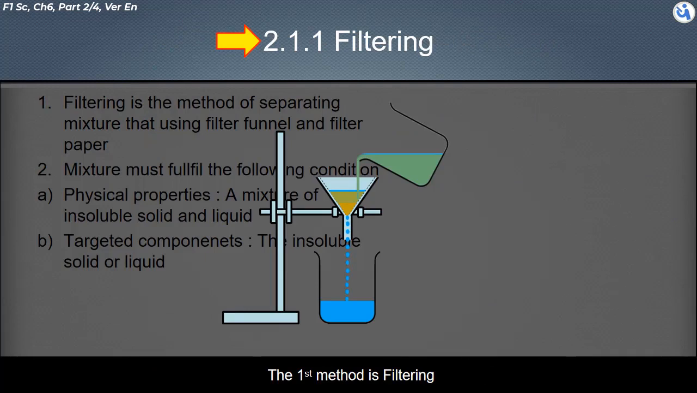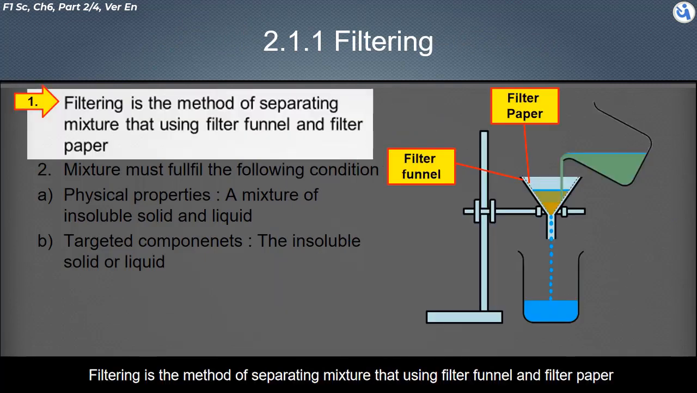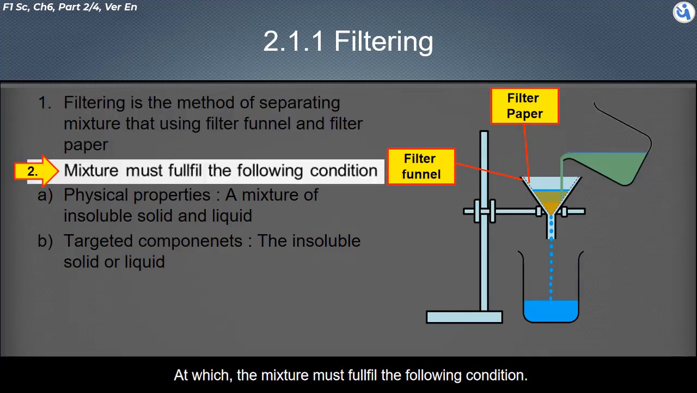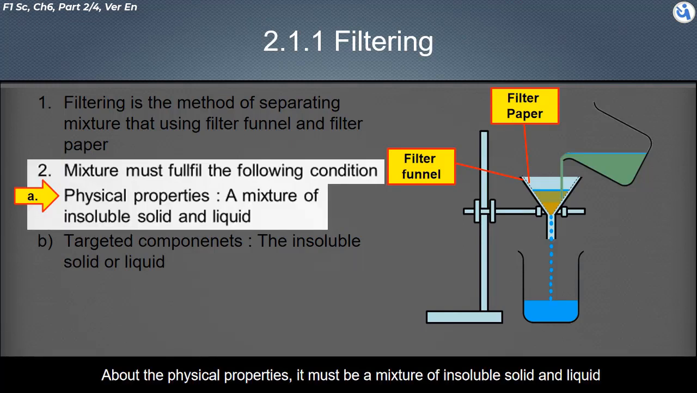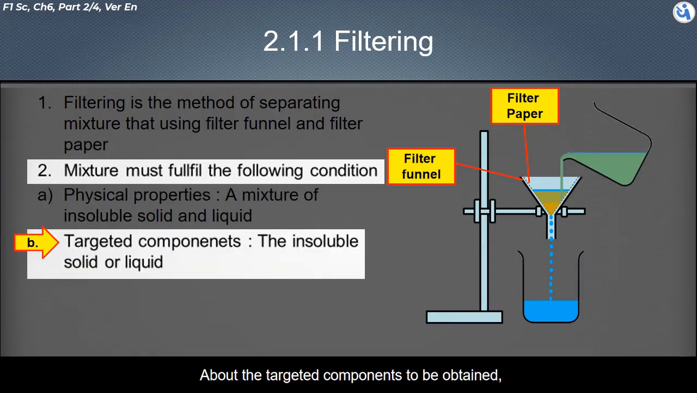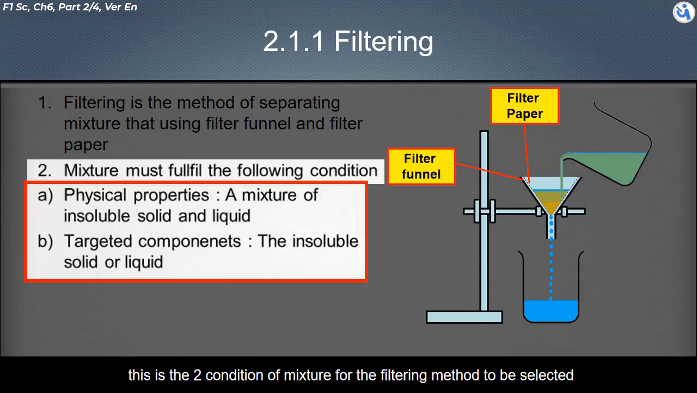The first method is filtering. Filtering is the method of separating a mixture using a filter funnel and filter paper, where the mixture must fulfill the following conditions. About the physical properties, it must be a mixture of insoluble solid and liquid. About the targeted component to be obtained, it can be either the insoluble solid or the liquid. These are the two conditions of a mixture for the filtering method to be selected.